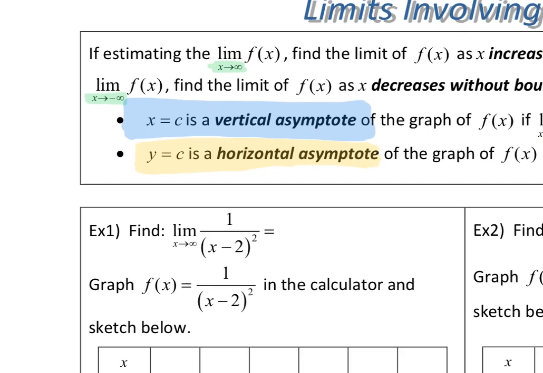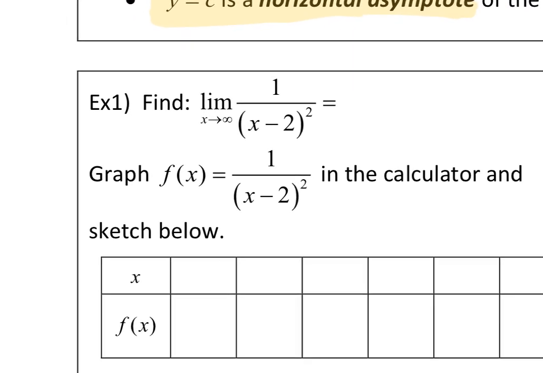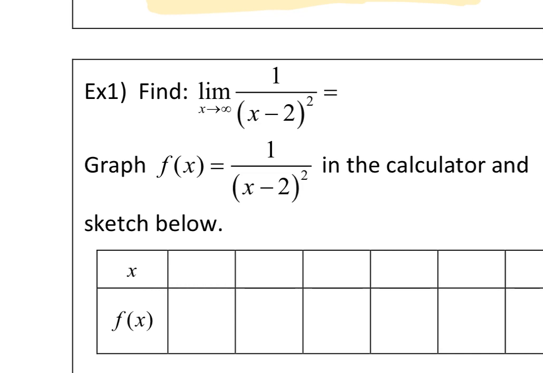So let's take a look at this first example. In this first equation, I'm asking you to find the limit as x goes to infinity, and remember that's just asking for the end behavior on the right. As x goes to positive infinity, that's the right end of the graph, and you're talking about the end behavior of that graph on the right.